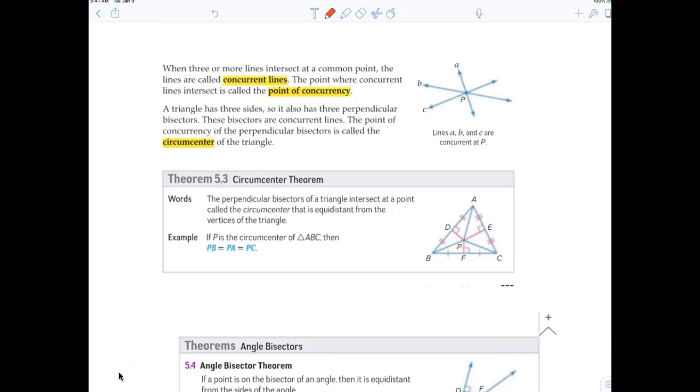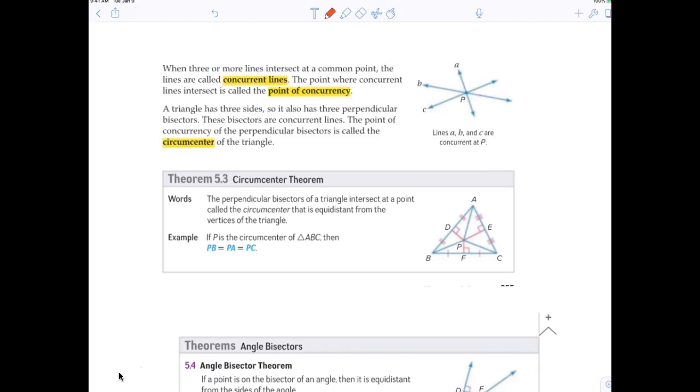When three or more lines intersect at a common point, the lines are called concurrent lines. The point where concurrent lines intersect is called the point of concurrency. All right, so in this chapter, there are 4 different points of concurrency that we're going to be discussing. The first one is called the circumcenter. The circumcenter is simply if I were to draw the perpendicular bisectors of a triangle, they would all meet at one point.